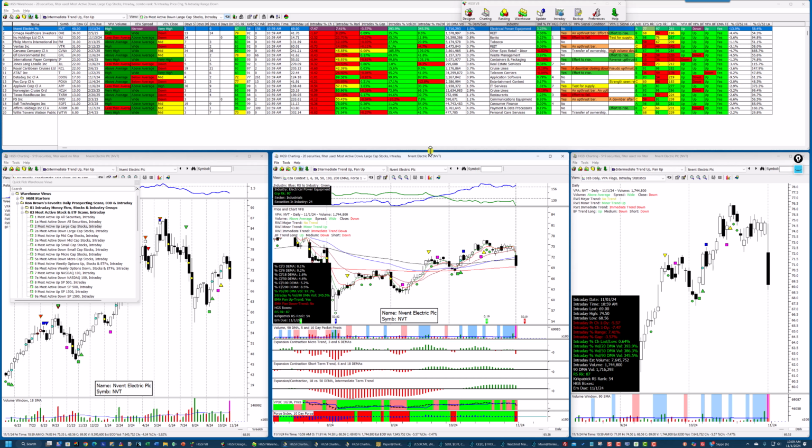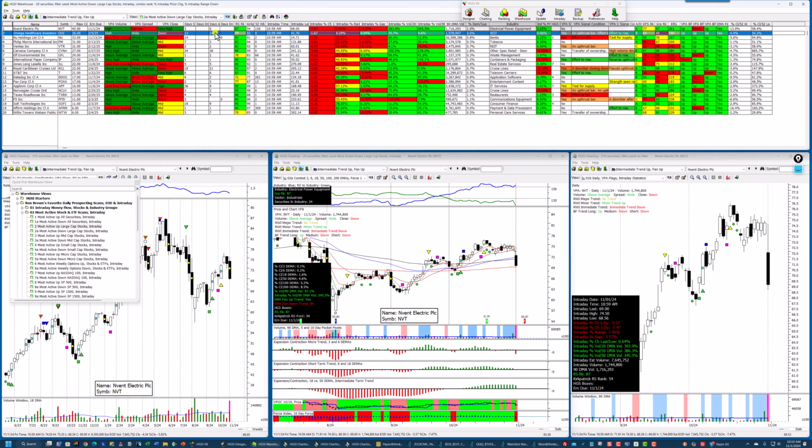With this scan, most active down, large cap, maybe you can find stocks that are good short candidates. They've had a fan up, but they're going down now, or look for potential bounces too.